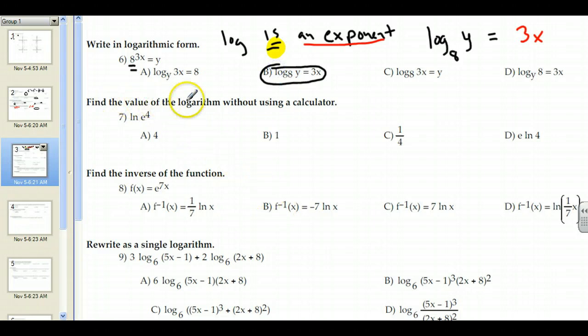Find the value of the logarithm without using a calculator. Remember, ln is the log base e. And then this is e to the 4th. And then anytime that you have the same base of the log and the exponential, they wipe each other out, and your exponent just falls down. So our answer is A.